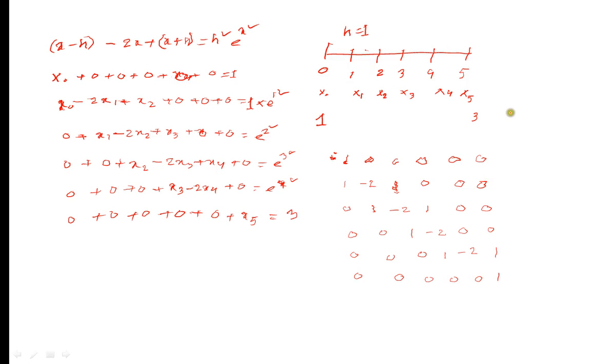So this is the coefficient matrix of the system. We have the unknown values x naught, x1, x2, x3, x4, x5.